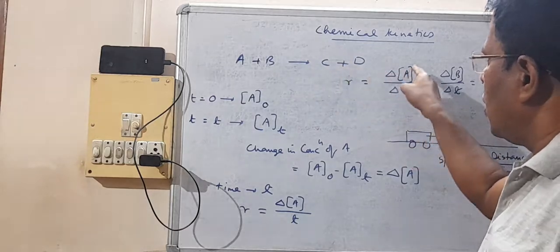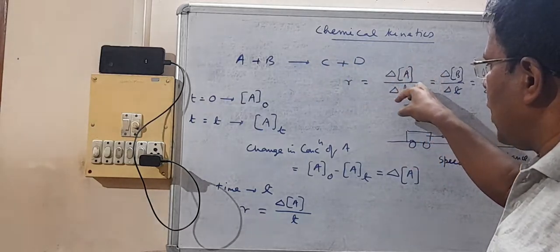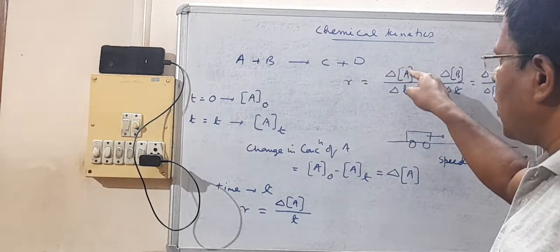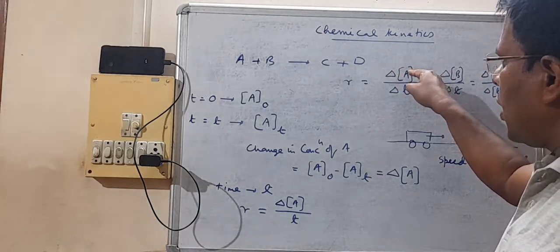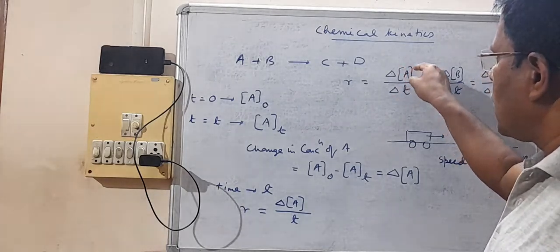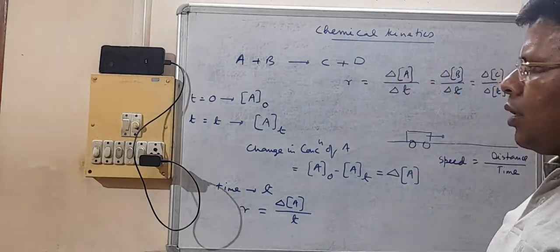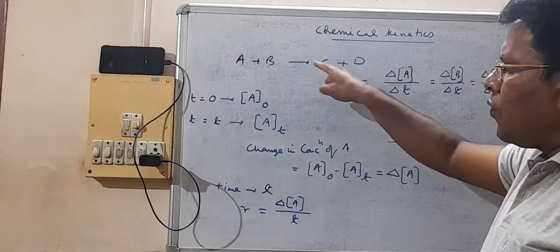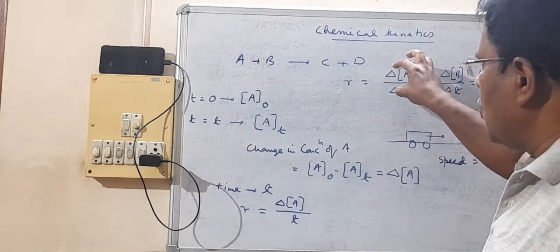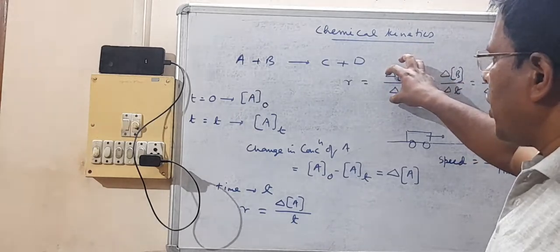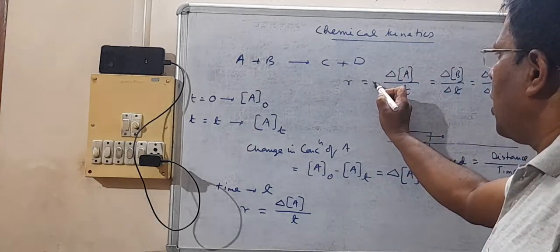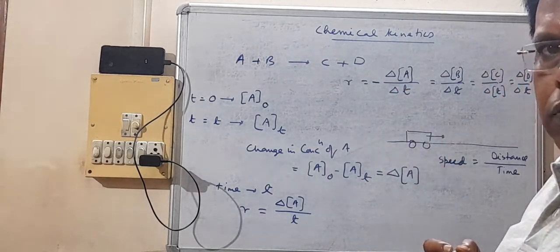So this value is actually negative. Final concentration of A minus initial concentration of A will be negative. So this is a negative term. Now, since the rate of a reaction cannot be negative, we have to do something so that this quantity becomes positive. So that's why we have to put a minus sign.